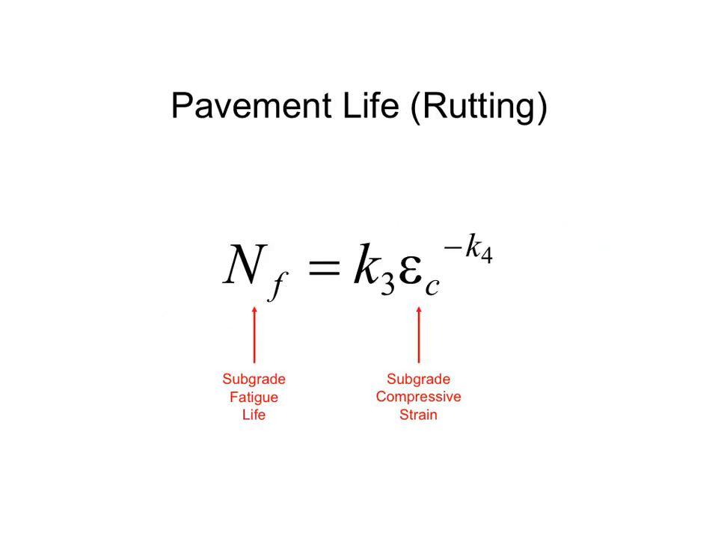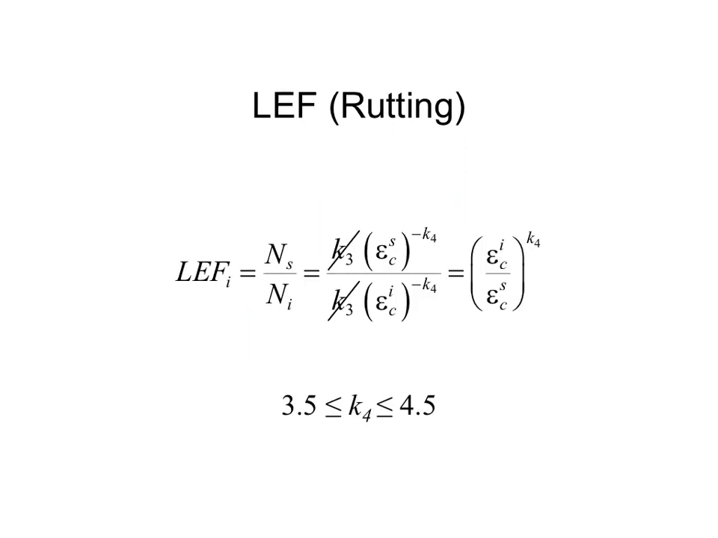Similarly, you may have a criterion for rutting. Here this strain will be the subgrade compressive strain. We have already discussed how to measure fatigue and rutting, and why it is incurred. Here the rutting is because of failure in the subgrade. So the strain which will be taken as the subgrade compressive strain, we can submit this to our equation, and here we can get the compressive strain in your X class of vehicle upon the compressive strain due to the standard class of vehicle to the power K4, where the K4 value can be in between 3.5 to 4.5.